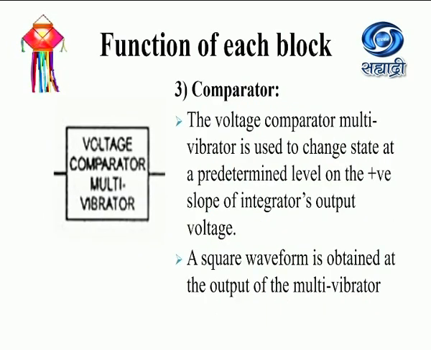Third block, that is comparator. Voltage comparator multivibrator is used to change state at a predetermined level on the positive slope of integrator's output voltage. So it will convert your triangular waveform into the square waveform, and it will change the state at the predetermined level on the positive slope. So that's why output of integrator is connected to the voltage comparator. That output is compared with the reference voltage of comparator circuit, and we will get the square waveform at the output of this comparator multivibrator circuit. A square waveform is obtained at the output of the multivibrator circuit.